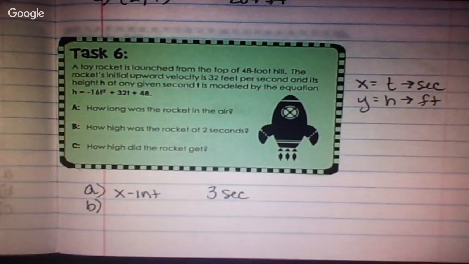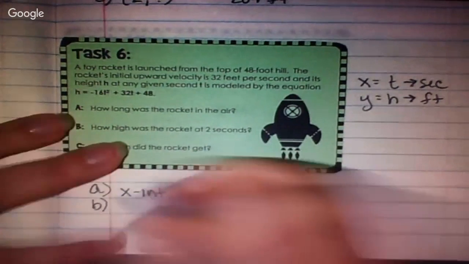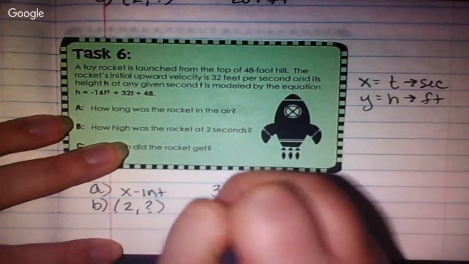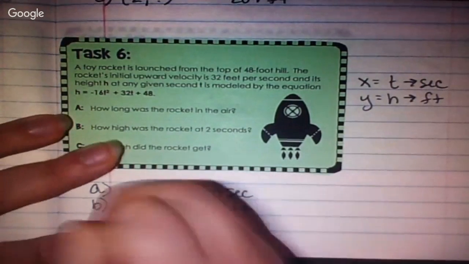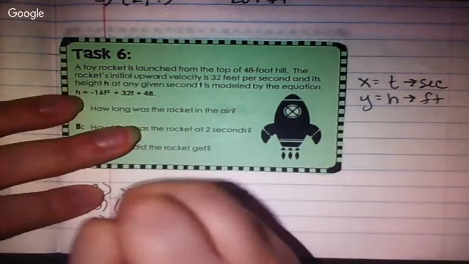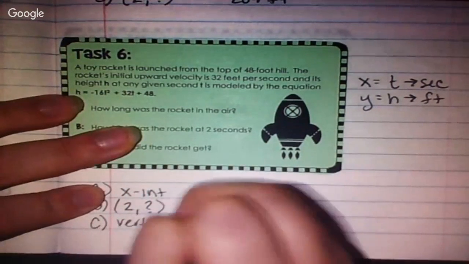48 feet. Good. So we know that my X value is 2. I'm trying to find my Y. And part C. How high did the rocket get? Vertex. And you said 64 feet. Good. Vertex, and I'm looking for my Y value.